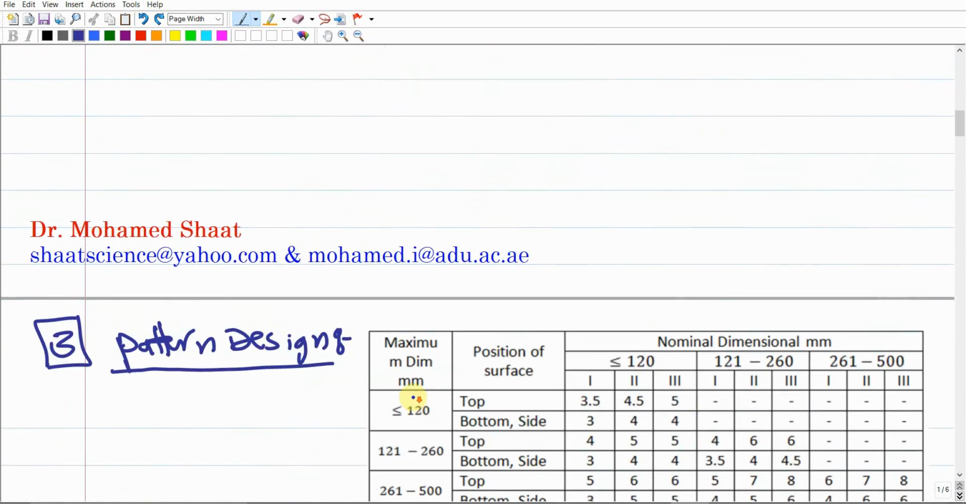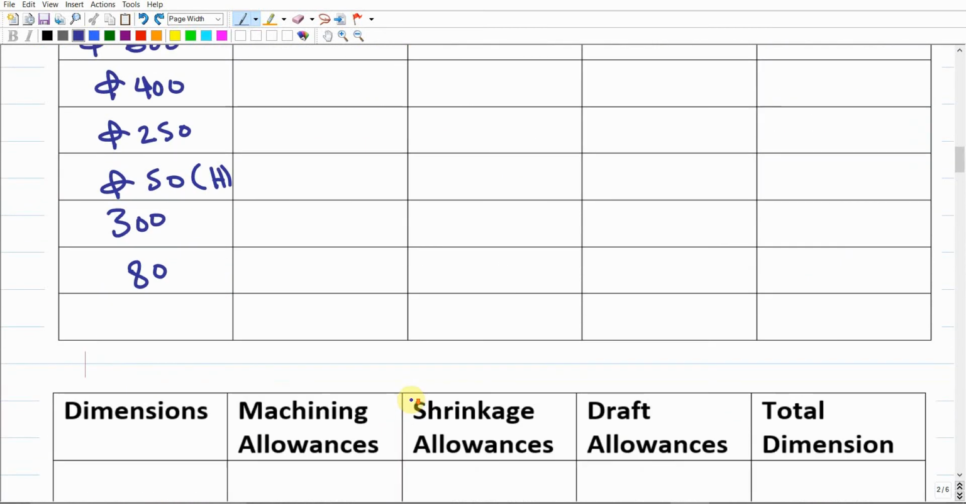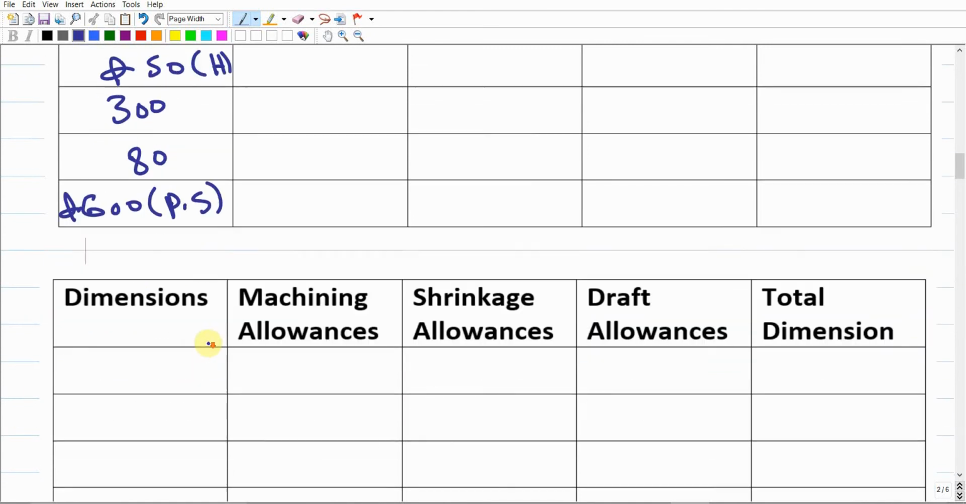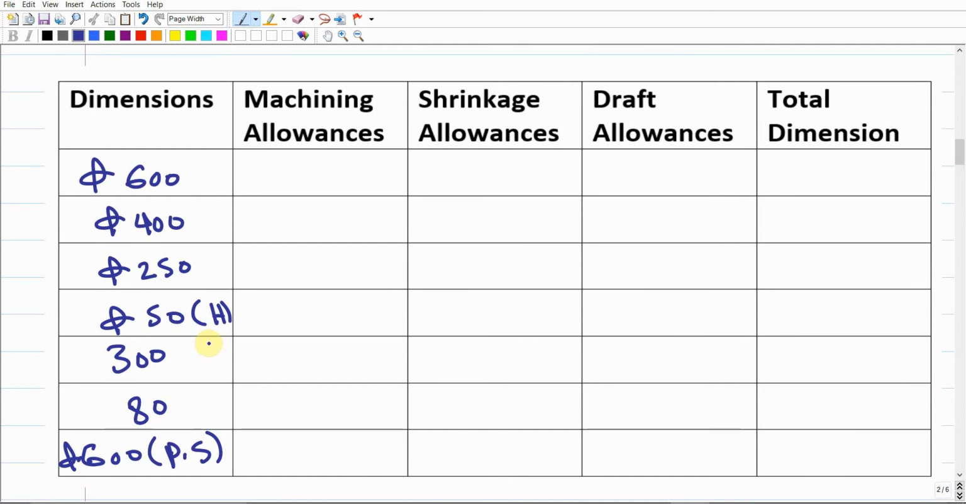So that's why in the table down here, I'm going to repeat this one, 600 phi, and I'm going to add here PS, standing for the parting surface, because this is the one that will be affected by the draft that should be added to the pattern, to allow for the easy removal of the pattern from its parting surface. Make sense?